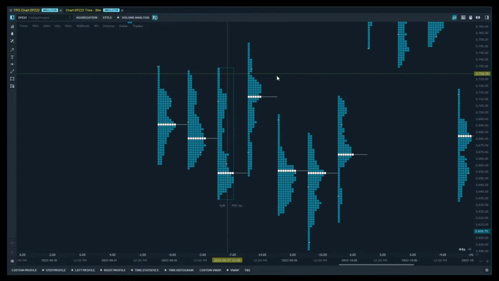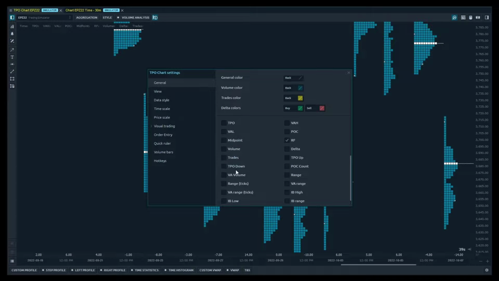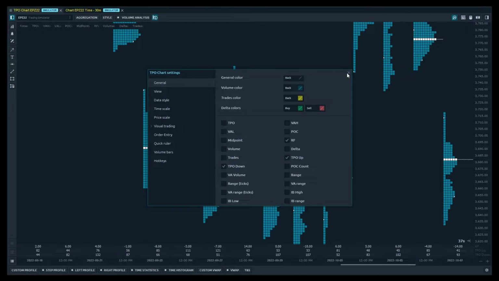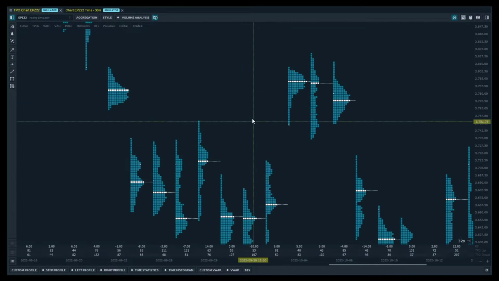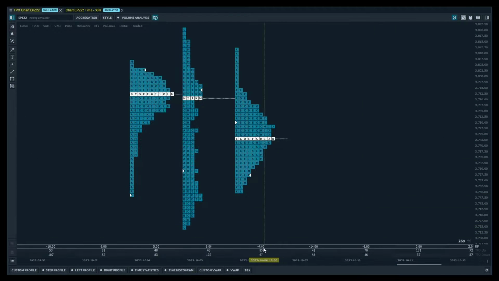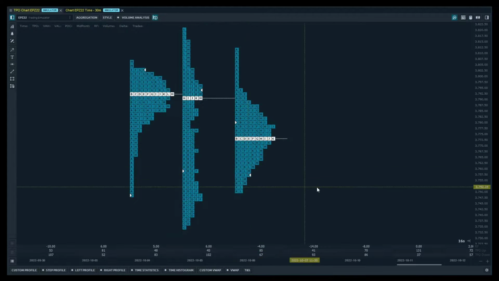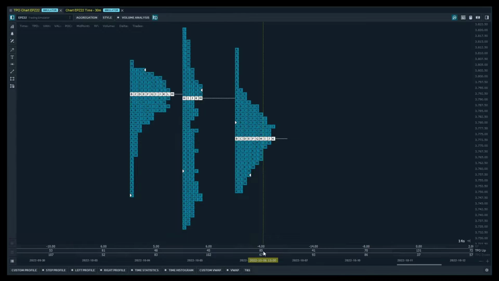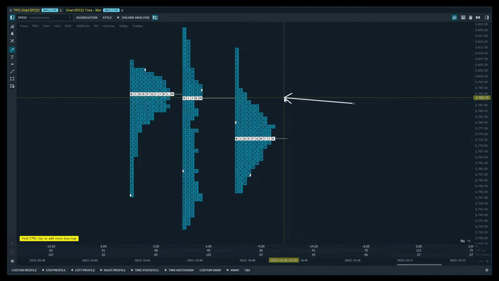So the next feature I'll show you now is TPO up and TPO down. This is another nuanced way to read market profile. Basically, it will take this day, find the point of control, add up all the TPOs that are above that point of control, and add up all the TPOs that are below that point of control. And so on this day, we have 85 TPOs above the point of control.